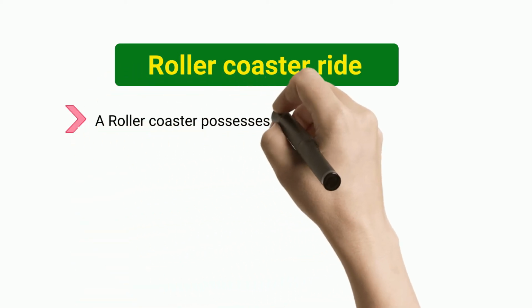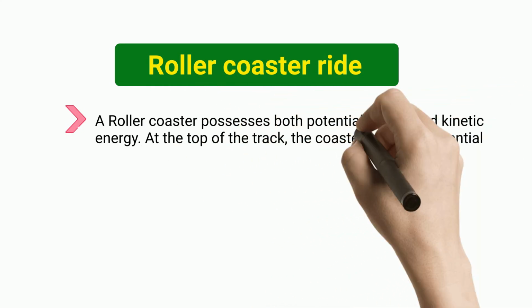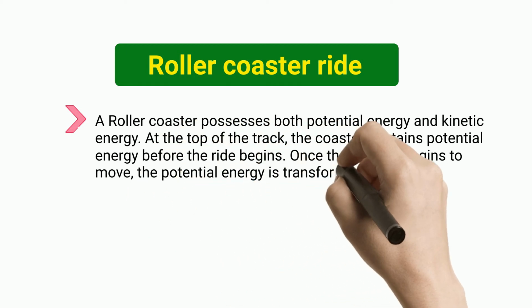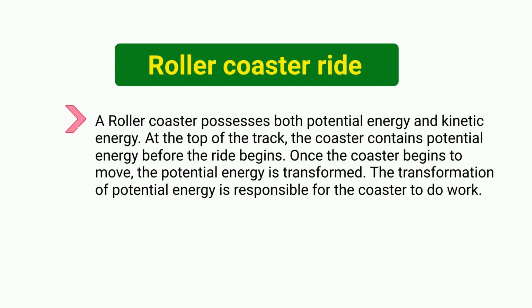Roller coaster ride. A roller coaster possesses both potential energy and kinetic energy. At the top of the track, the coaster contains potential energy before the ride begins. Once the coaster begins to move, the potential energy is transformed. The transformation of potential energy is responsible for the coaster to do work.